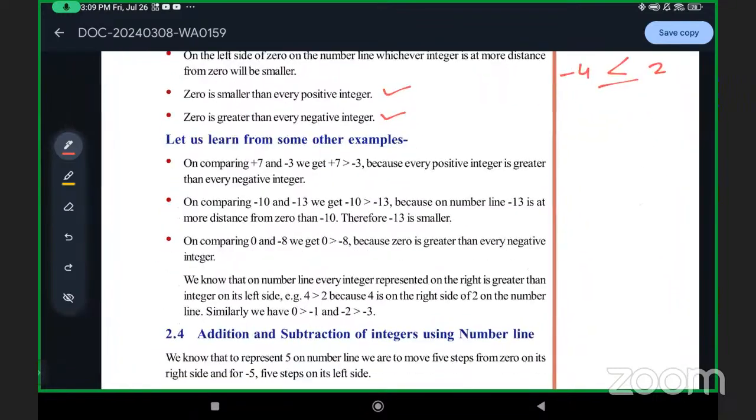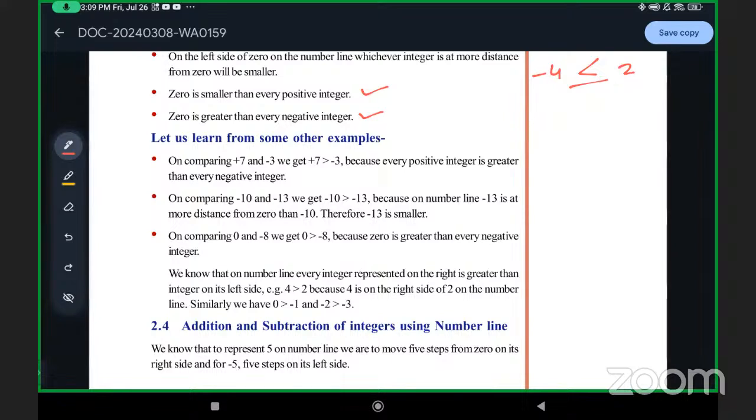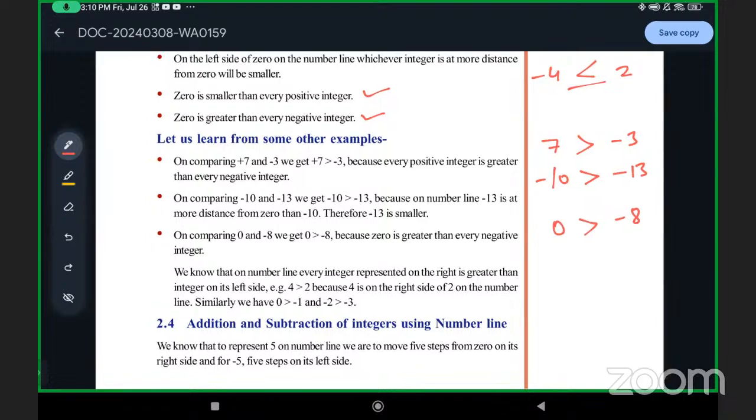Now, here are some examples of comparison. If we compare 7 and -3, which is greater? Obviously 7 because it's a positive. If we compare -10 and -13, which will be greater? -10, because it lies on the right side. The smaller number is the greater when it comes to negative integers. Then we have 0 and -8, which will be greater? 0, because 0 is greater than every negative integer. And like this it goes on.